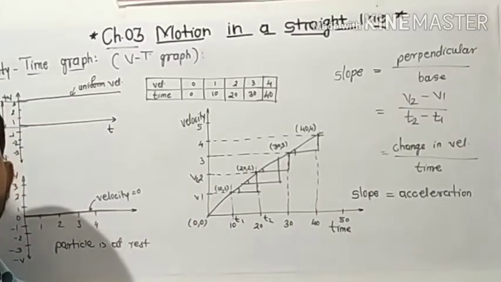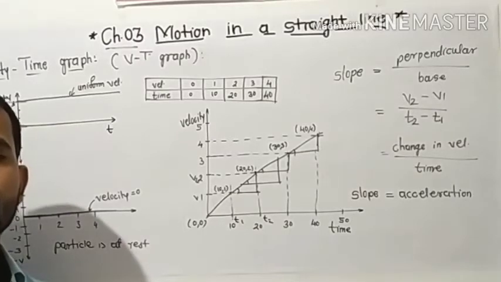Okay, so if we compare this graph with the xt curve, how is our xt curve?